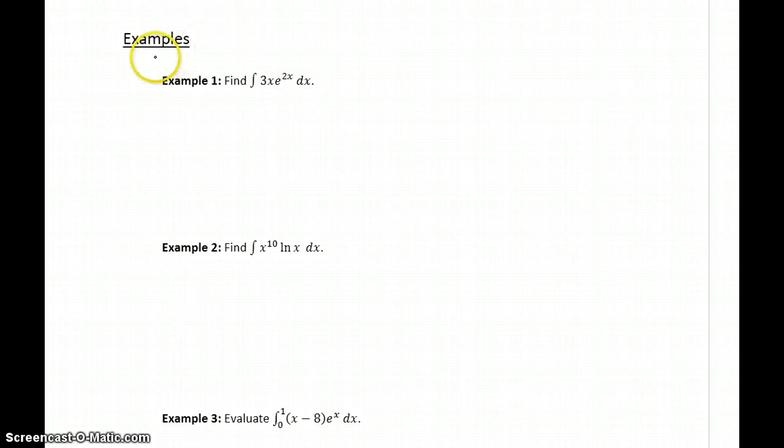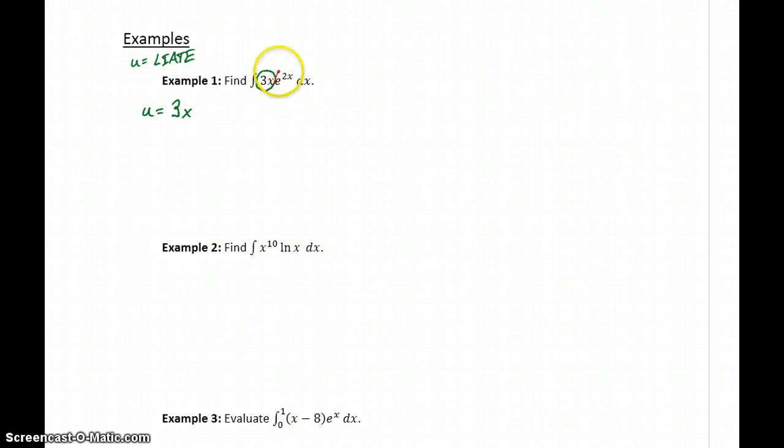So if we go back to that idea of LIATE, which helps us choose our value for u, the first thing we're looking for is a log function. We don't have any of those. We skip I since that relates to trigonometric expressions. And then A is algebraic. So 3x is an algebraic expression. So that's what we want to substitute for u.